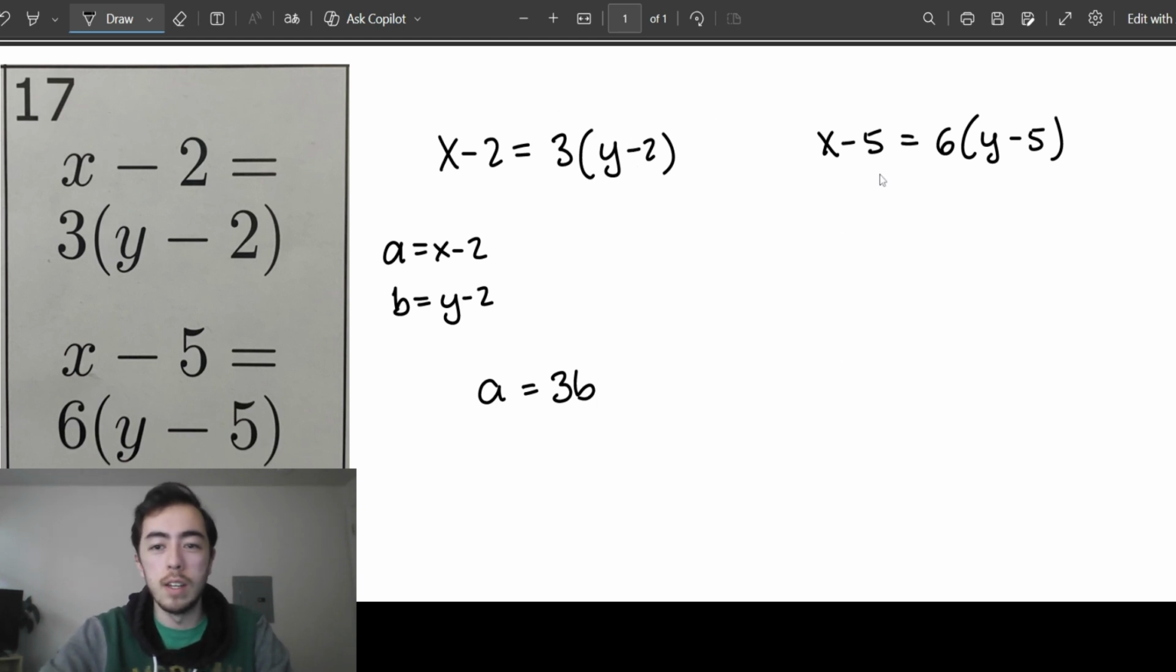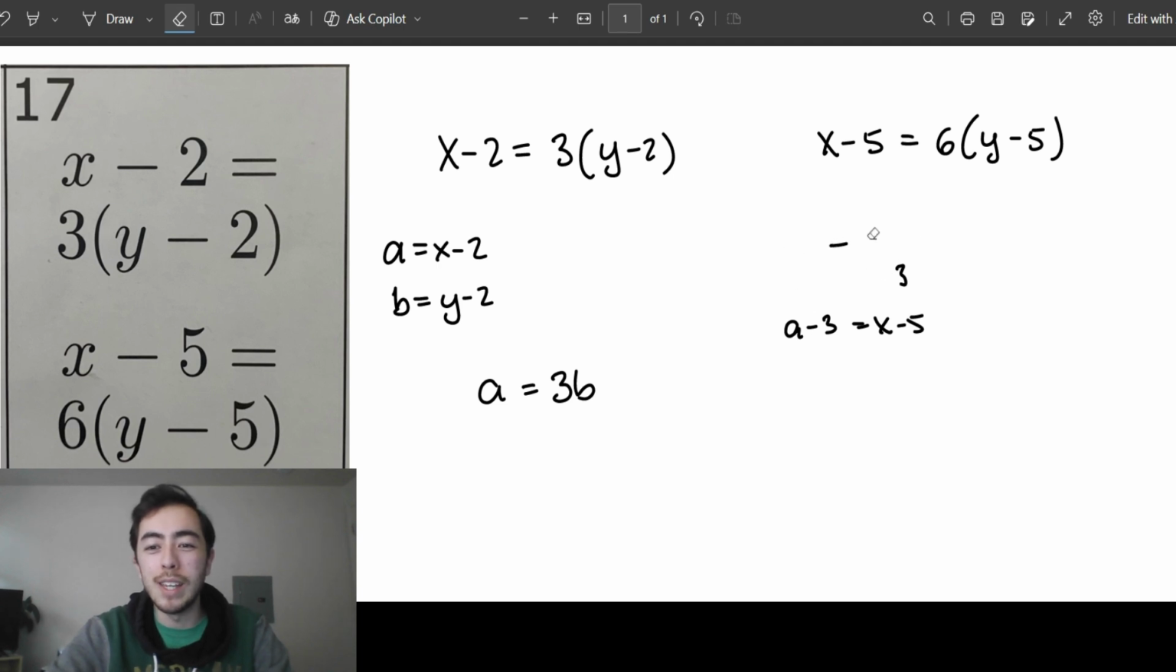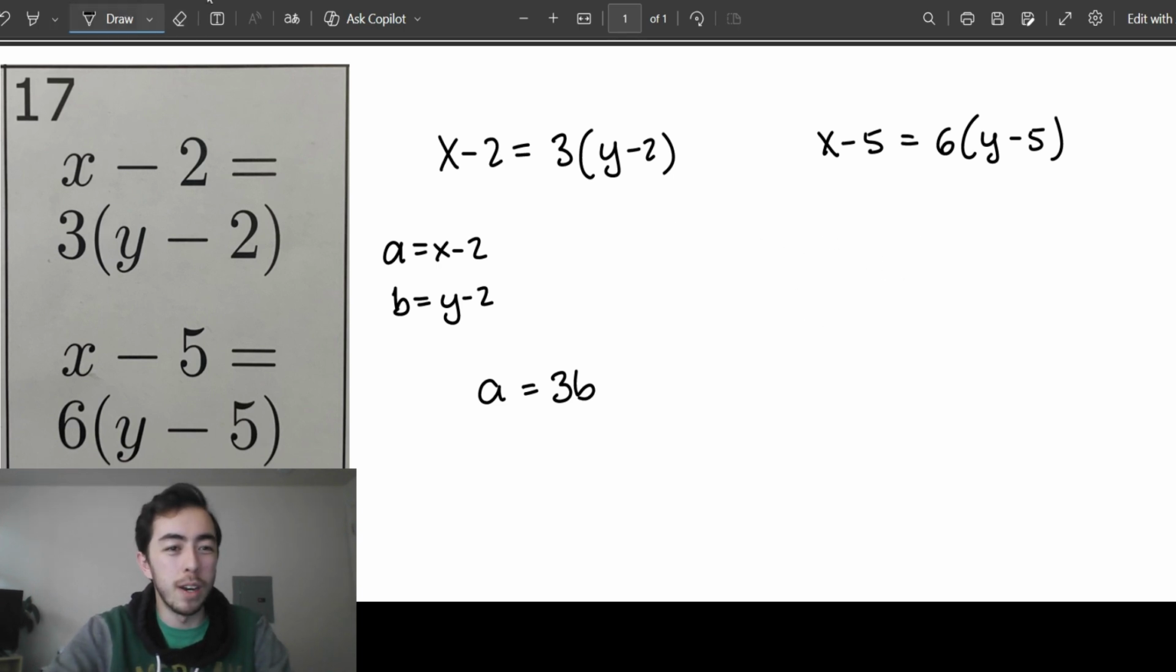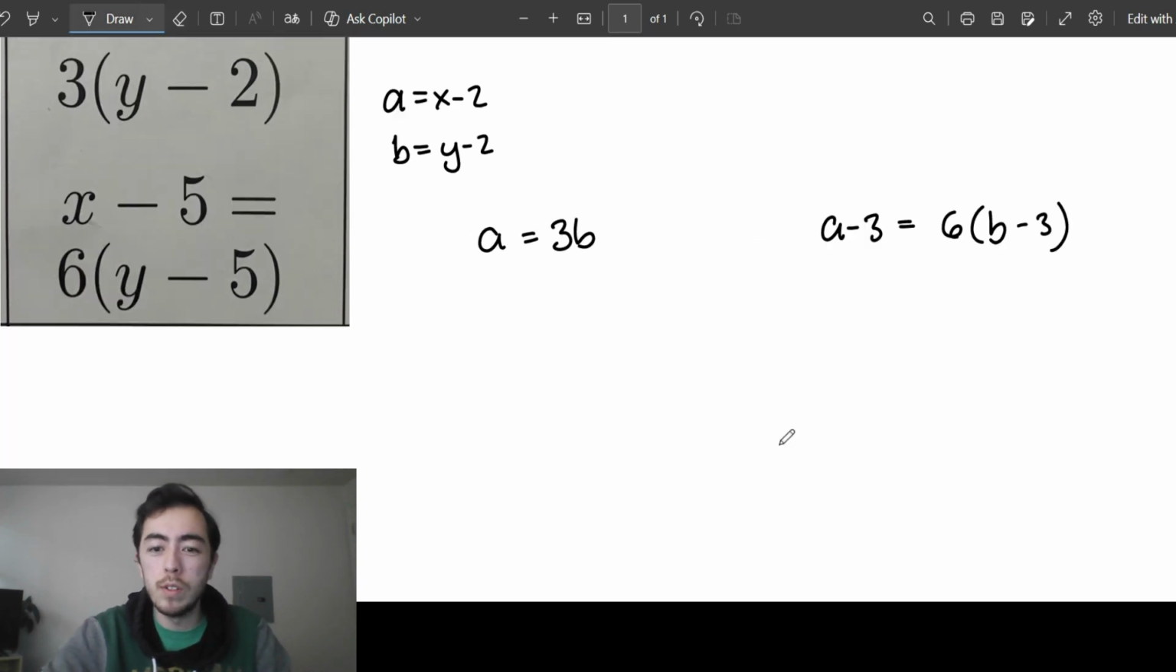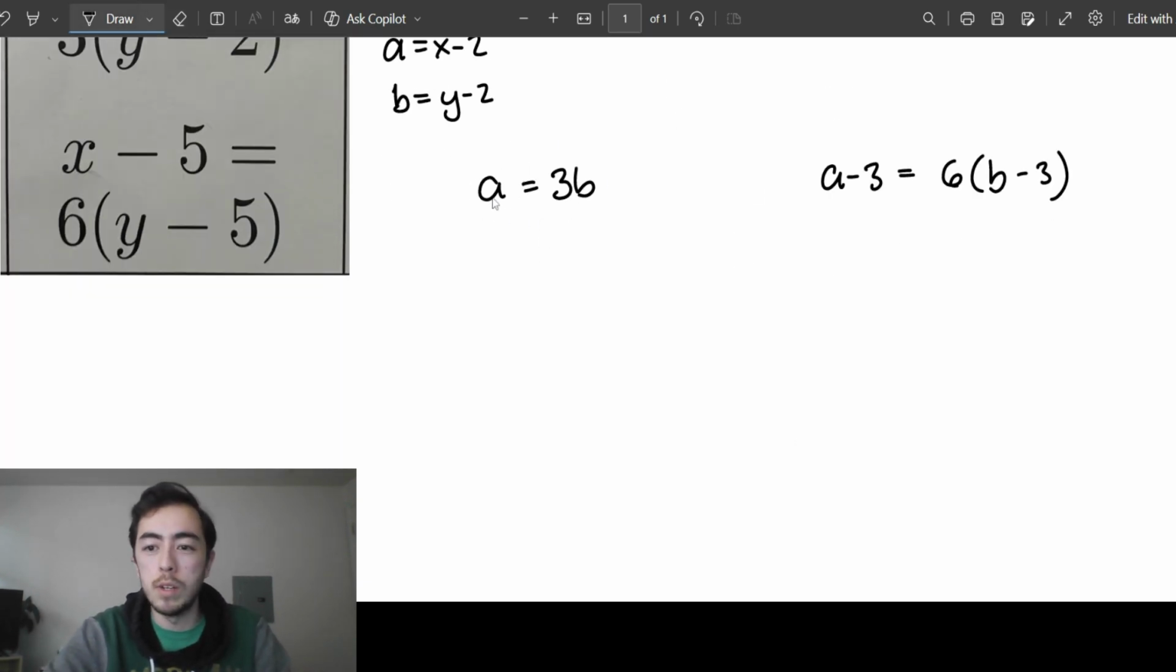And then on the right side, okay, I guess x minus 5, if a is equal to x minus 2, I would need to subtract 3 from both sides to get an expression that matches x minus 5. And so I'm not really making this right side equation that much better, but whatever. This is going to be the same thing as a minus 3 is equal to 6 times, and then for the same reason, y minus 3. Nope, b minus 3. My bad. Maybe this is useful because now we have just a direct substitution here. We could replace a with 3b and then solve for b.